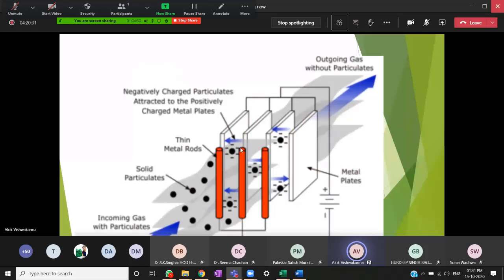Now, how is it working? In the ESP, we have plates. These are charged plates, externally charged through DC voltage. The flue gas comes in from this side and goes out the other side. In between, since these plates are charged, the solid particulate matter in the flue gases gets charged and is attracted to the plates. Ash collects on all these plates, and the plates are hammered at certain intervals, so all the ash falls down into a hopper. From there, it is collected separately. This is the principle of the electrostatic precipitator for collecting ash particles.